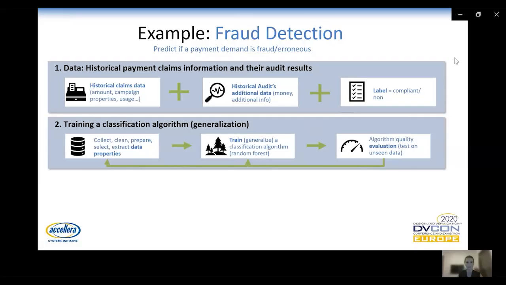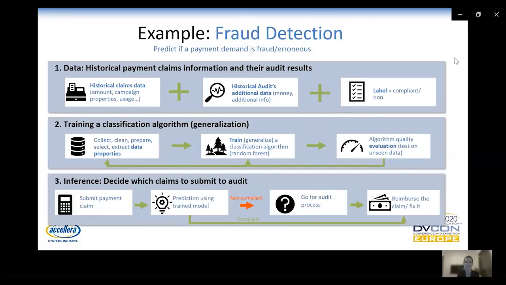Only once we built an algorithm that actually satisfied the quality evaluation criteria that we defined, then we deployed it in production, and this is the inference phase, meaning that we have a new claim that a customer or a partner is submitting. Then the model is being queried and recommends whether it would potentially be non-compliant, and then it will be sent to an audit. Or if it's found as most likely to be compliant, then it's automatically being reimbursed.